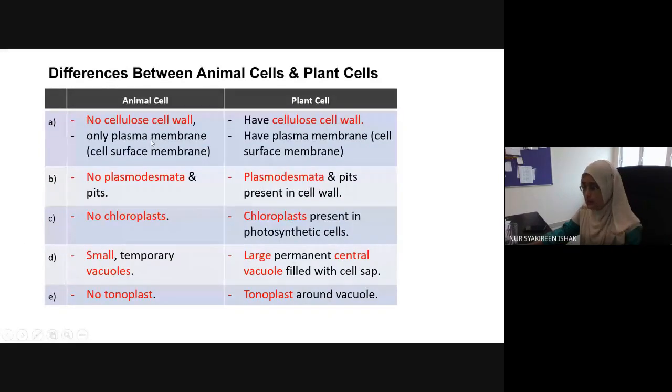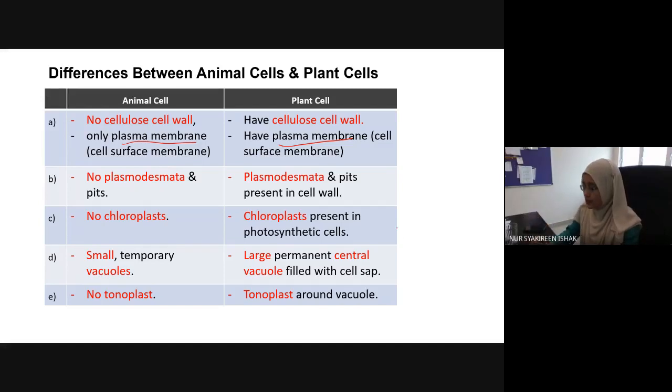Okay, this table shows you the difference between animal and plant cells. Animal cells do not have any cell wall, but plant cells have a cell wall. The cell wall is made up of cellulose. And obviously both cells have a plasma membrane. In a question, if they ask you to compare and contrast, it means you have to find similarities and differences between the two subjects, for example plant and animal cells. So remember, for compare and contrast, you have to find similarities and differences.